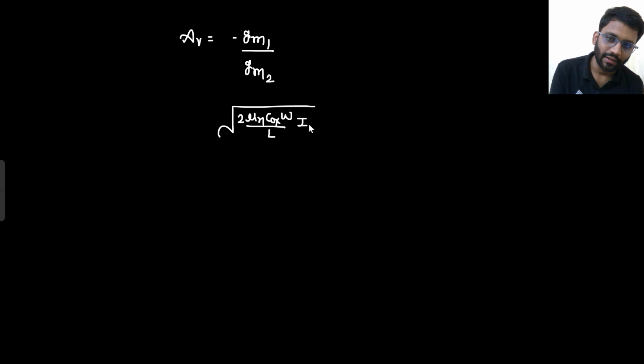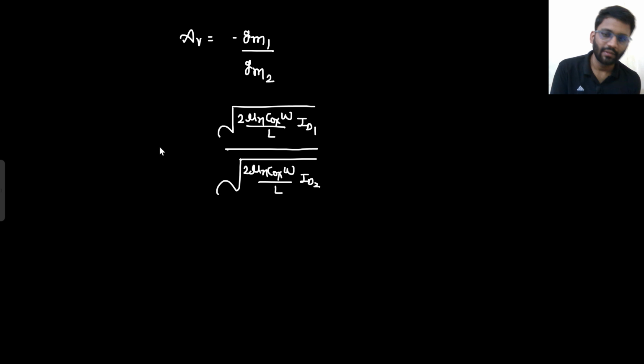Now, what did you understand here? Let's write down this gain once again. Your gain is minus gm1 by gm2. What will be your gm1? That will be root of 2 mu n Cox W by L ID1, divided by root of 2 mu n Cox W by L ID2. Also, this can vary because gm1 is for transistor M1 and this is for transistor M2.